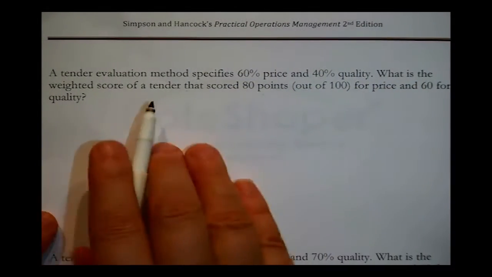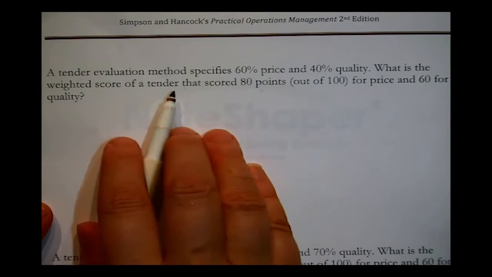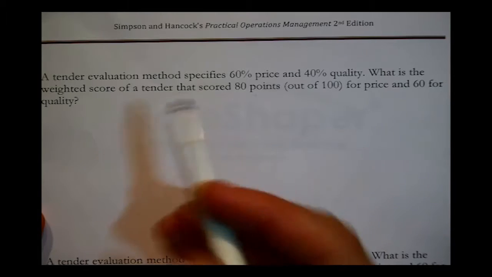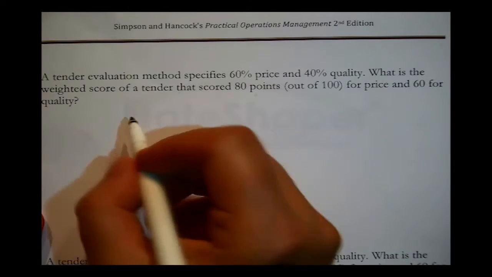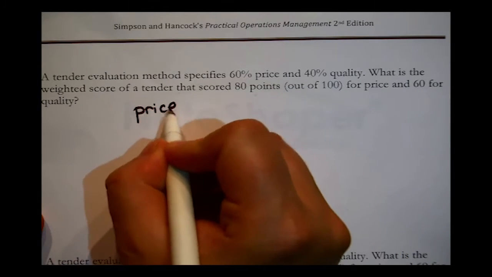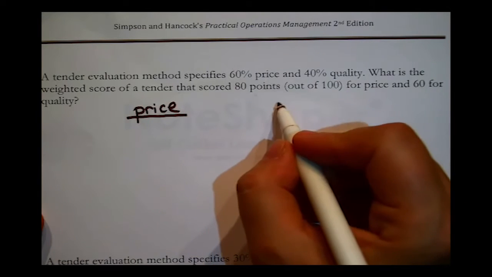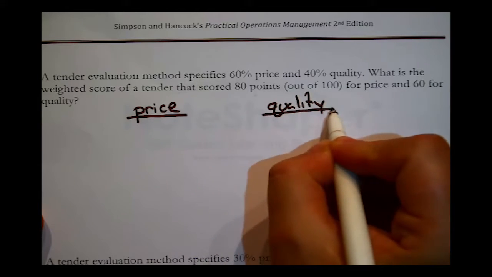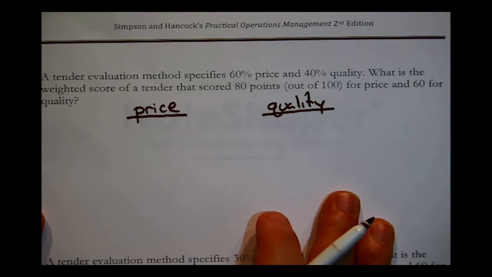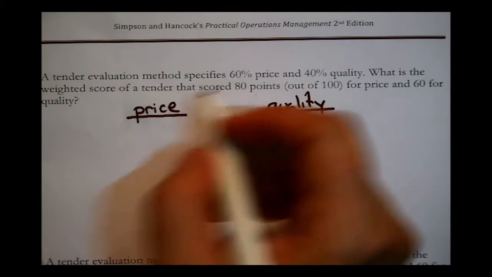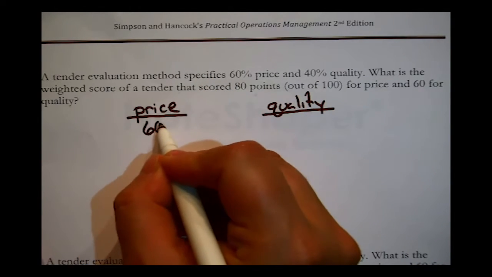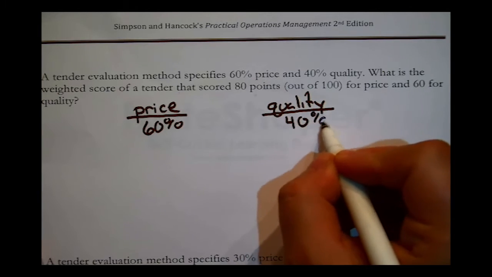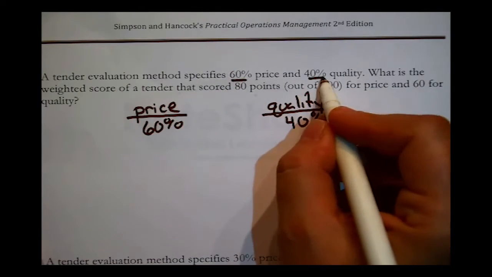What is the weighted score for a tender, another word for a bid, that scored 80 points for price and 60 points for quality? Okay, this is what I mean. It's all about being organized. There is this issue about the price, and there's this issue about the quality of the tender. Might as well note that however we decide this, it'll be 60% on price and 40% on quality. I'm just noting that right there.